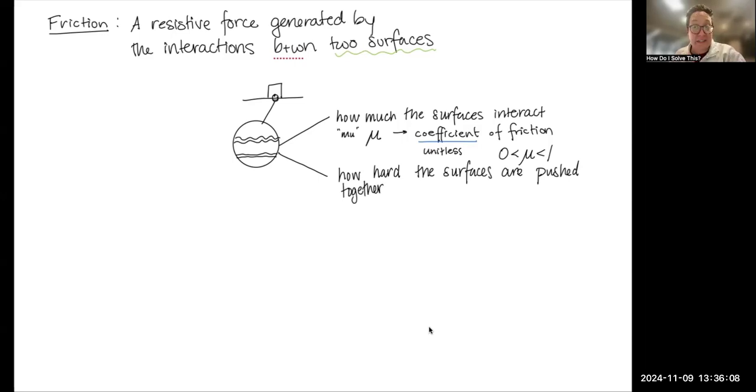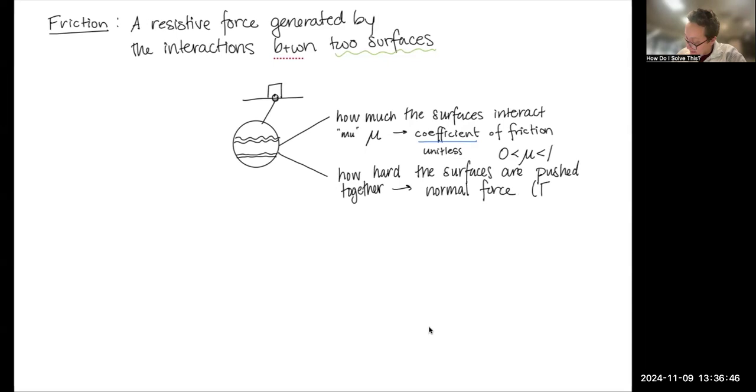And this is actually a number we already know. It's our normal force. As you recall, when we talked about normal force before, and I'll link that video here as well, normal force or support force is how much the table or floor or carpet, whatever it is, is pushing up on the object to support it, to keep it from falling through. And so that is how hard the surfaces are being pushed together.